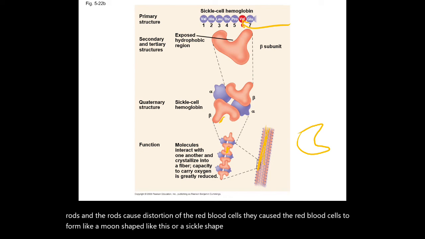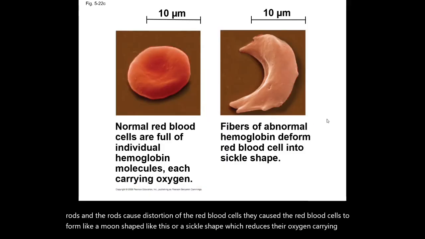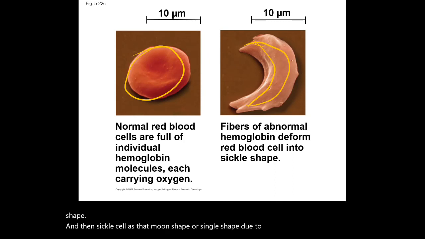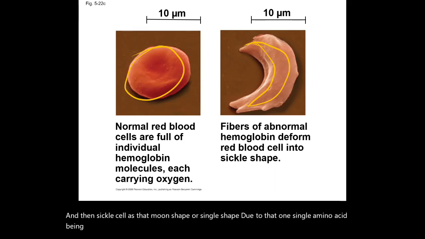They cause the red blood cells to form like a moon shape like this, or a sickle shape, which reduces their oxygen carrying capacity. All right, so normal red blood cell, here's how they're supposed to look, like a nice donut shape. And then sickle cell has that moon shape or sickle shape due to that one single amino acid being wrong, causing a drastic change in tertiary and quaternary structure of that protein, which is interesting and obviously medically important to understand.